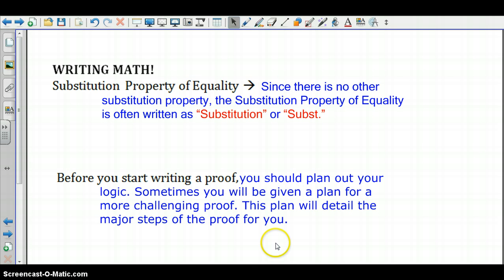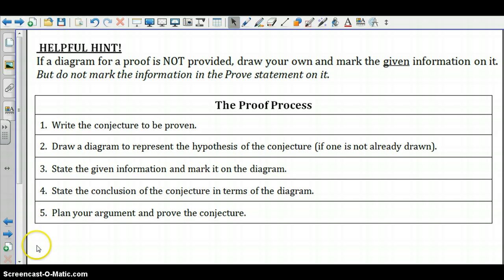And remember to plan out your proof, plan out your logic in some way. A lot of these first proofs we'll be doing will have that done for you. So once again, here's your helpful hint. If a diagram for a proof is not provided, make sure you draw your own and mark the given information on it. But do not mark the information in the prove statement. You can make a note of what you're supposed to prove, but you cannot mark it as true in the diagram yet. So here's your proof process again.